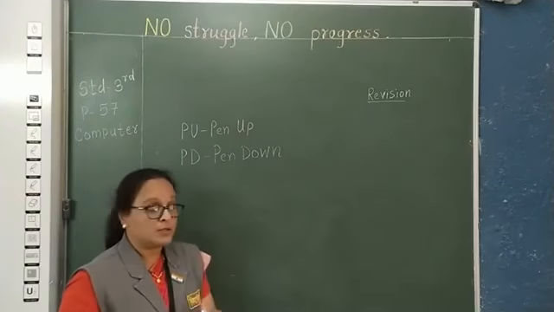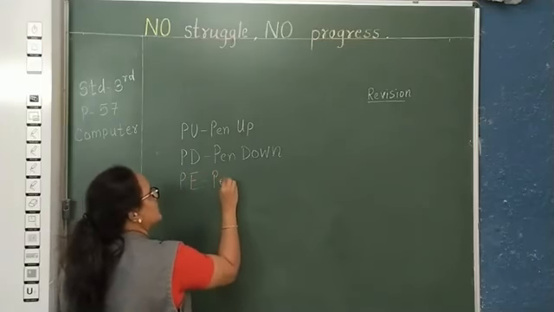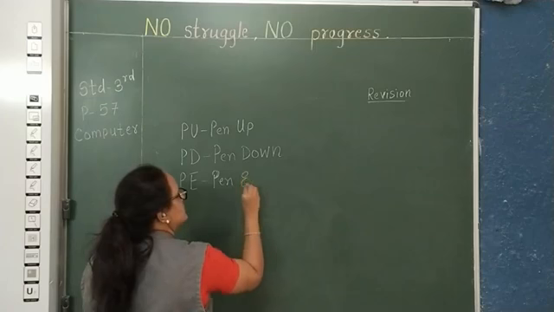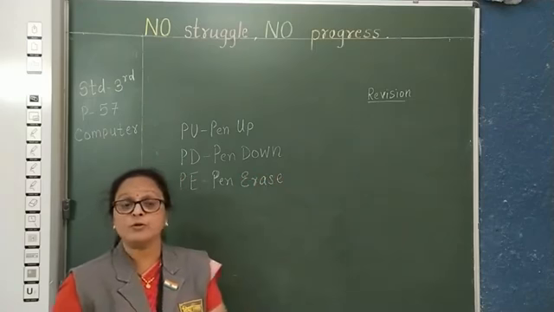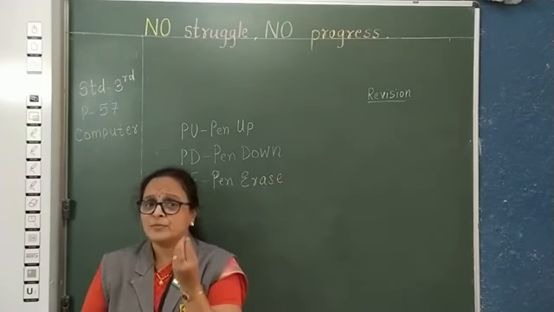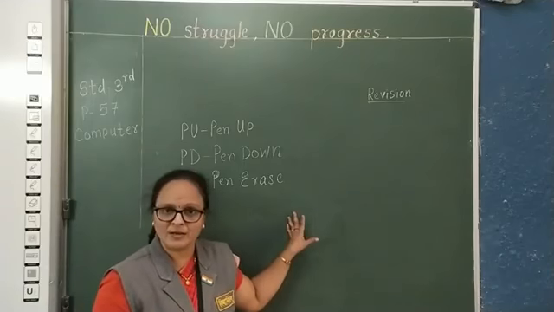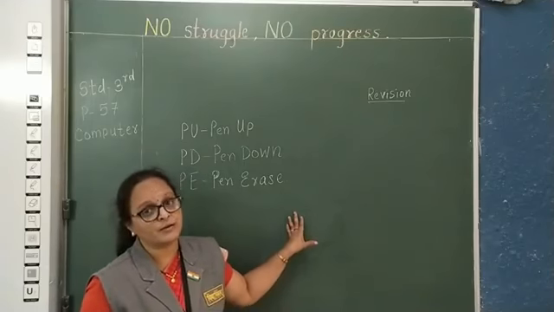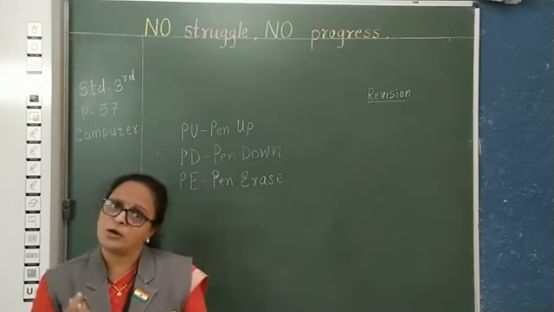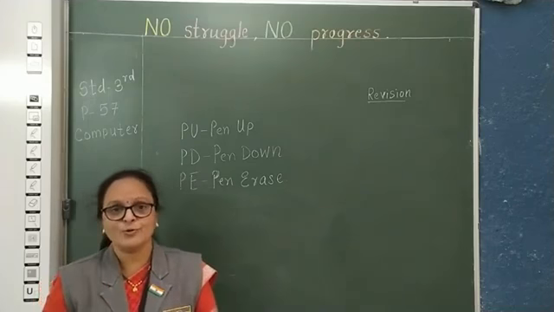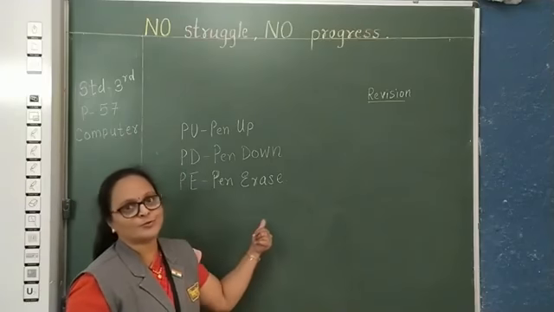Now the next command, that is PE. What do you mean by PE? Pen erase. Why do we have to use this command? If you do something wrong while drawing, then only, as I said, you have to use this command. Unless and until, no need to use this command. While writing, if you made a mistake, obviously you are going to use an eraser. The same way, if you made a mistake, then only you have to use this command.